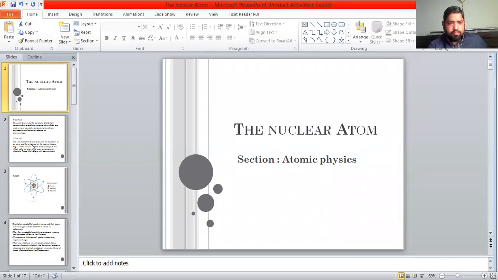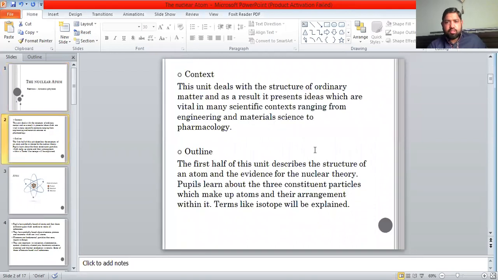Today we'll be starting a new section that is atomic physics. In this section, we have two chapters. One is atomic physics, where we discuss the structure of an atom, and the second is radioactivity, where we discuss nuclear radiations. So, first of all, I'll be sharing the nuclear atom. In this, we'll be discussing the structure of an atom, and later on it will be applied to different disciplines of sciences such as engineering, material science, and pharmacology.